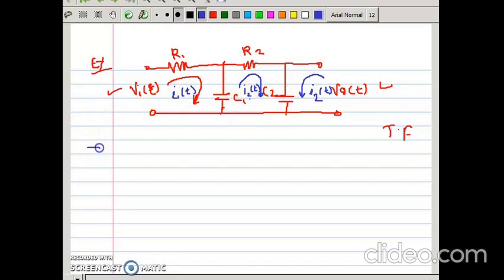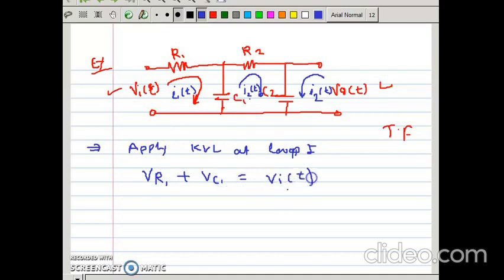Now we apply KVL at the first loop. When we apply KVL at loop 1, there are two components, R1 and C1. Let's start. Voltage drop across R1 plus voltage drop across C1 equals Vi of t, right? What is the voltage drop across R1? It should be R I1 of t. So what is the voltage drop across the capacitor? It is 1 upon C integration of I1 of t dt, right, equal to Vi of t.